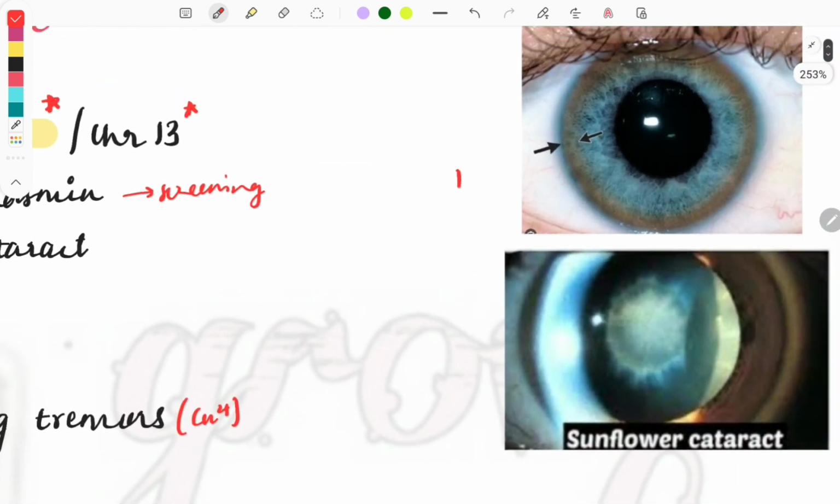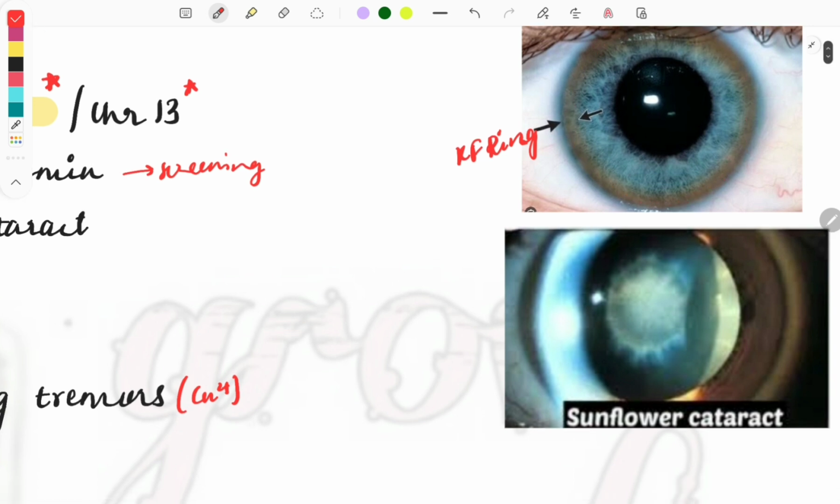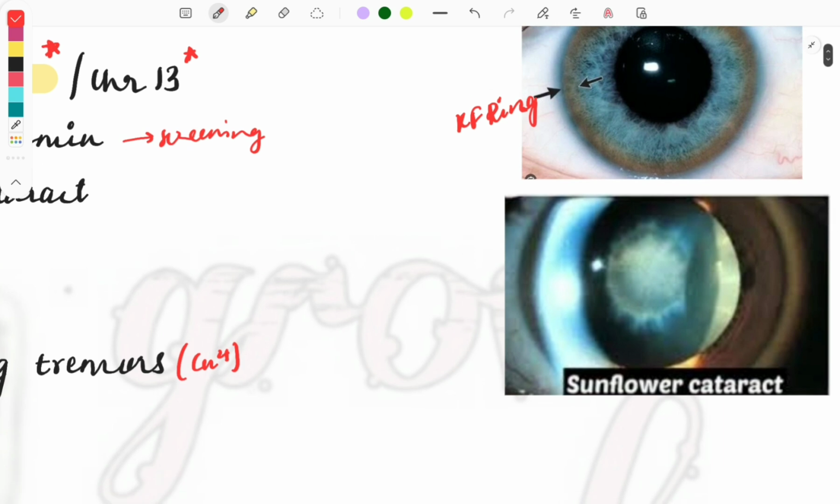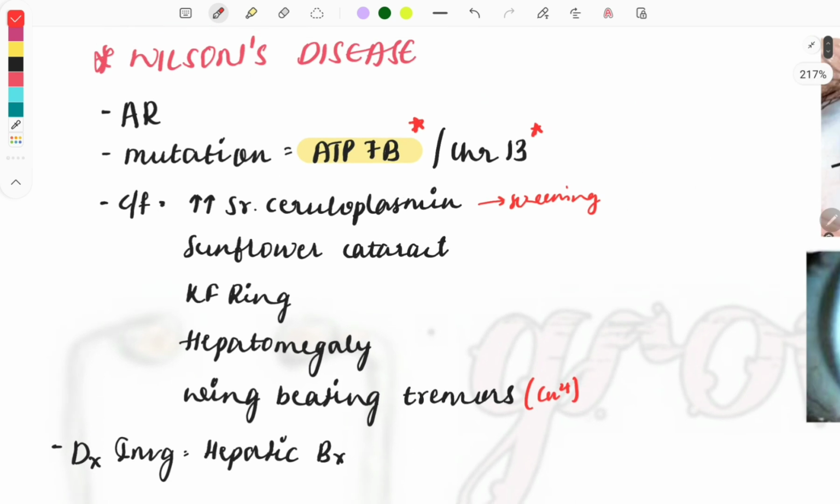This is the KF ring, important from the ophthalmology point of view also, because as you can see here, this brown ring is the copper deposited in the cornea. And the next is the sunflower cataract. The sunflower cataract is also due to the copper deposition in the lens, giving the sunflower appearance. Okay, so two important images as well as important things.